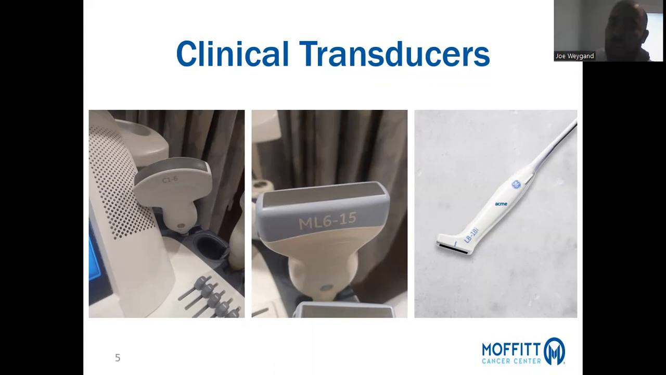On the right, you have a hockey stick-like transducer. It's labeled L8 to 18. Again, L means linear, and 8 to 18 means a very high frequency range in megahertz. This is typically used to image extremities, like the foot, the hand, etc.